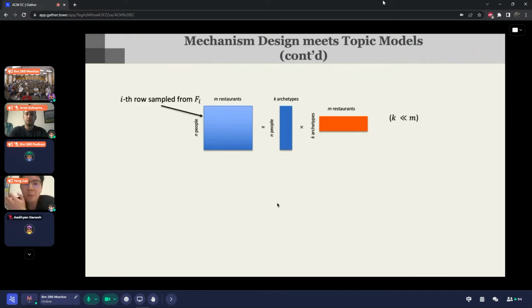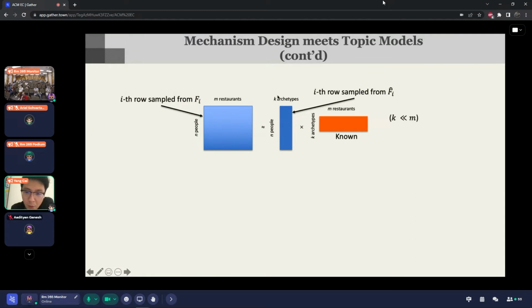Okay, so let me be a bit more formal here and tell you exactly what model I want to talk about. On the left-hand side, I have the true bidder types. Every row is a bidder's preference over the M restaurants, and each row is sampled independently from the true distribution F sub i. I don't know the true distribution. What I know is the right-hand side, which is a topic model. Let me explain this topic model.